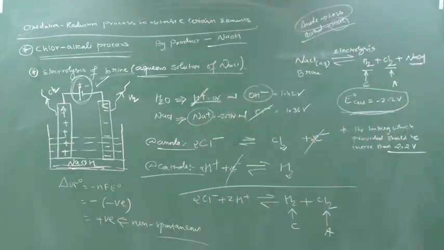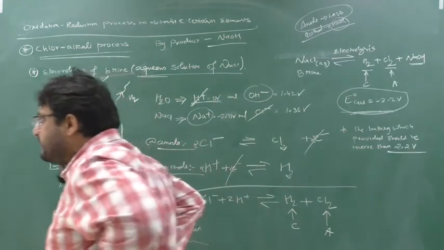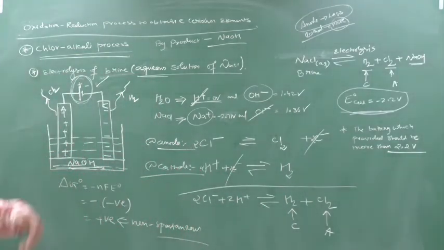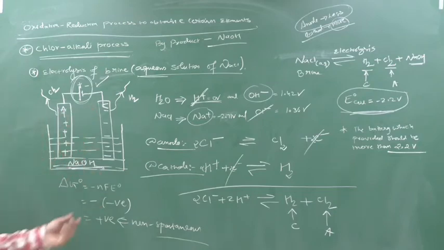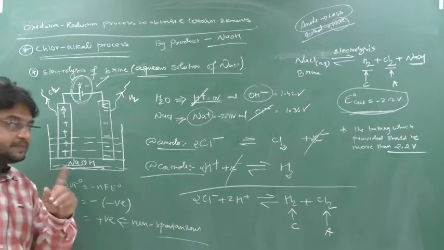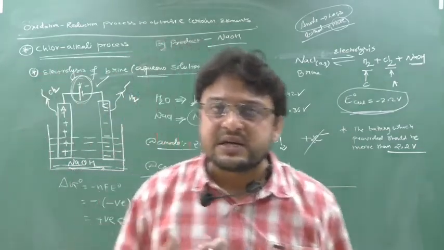The net cell potential is coming minus 2.2 volt. If I put it in the equation of delta G, delta G will be equal to what? Beta, minus nF E naught cell. Whatever the value of n may be, here 2 will come, and 96500. So E naught cell is coming negative, so finally this answer will turn out positive. So delta G becomes positive. And delta G positive means the reaction is non-spontaneous. Yes, this reaction is non-spontaneous.